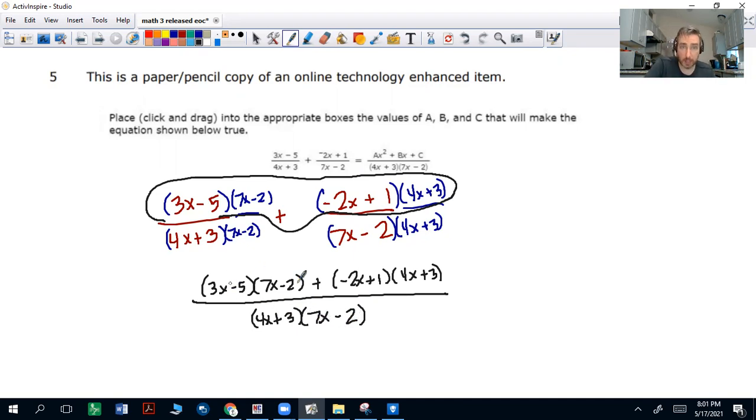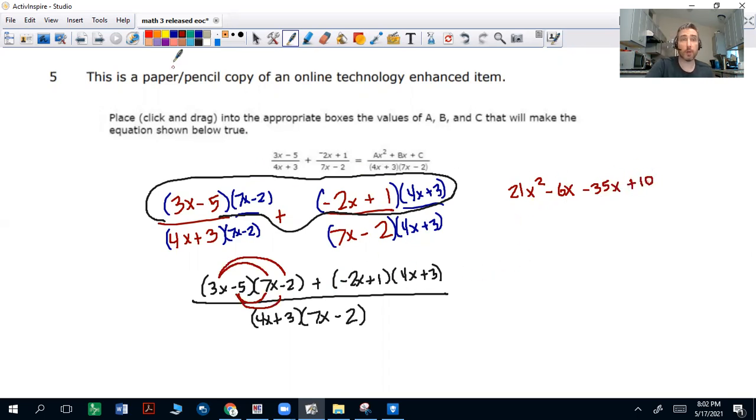Well, the problem is we got to work through all that. We got to multiply these together and those together. So you can use FOIL or box. I'm going to just use FOIL here. 3x times 7x. That's going to be 21x squared. 3x times negative 2 is negative 6x. Negative 5 times 7x is negative 35x. And negative 5 times negative 2, negative times negative is positive, so it's going to be plus 10.